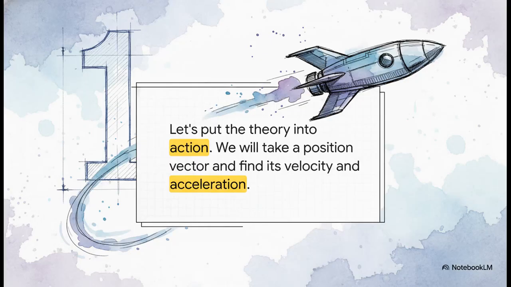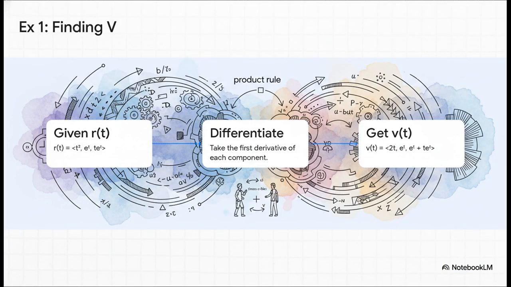Theory is great and all, but let's get our hands dirty and make this real. We're going to take a position vector and work our way all the way down to its velocity and acceleration. So here we go. We start with our position vector, r of t. To find the velocity, we just go piece by piece and take the derivative. The derivative of t squared is 2t. The derivative of e to the t is just e to the t.